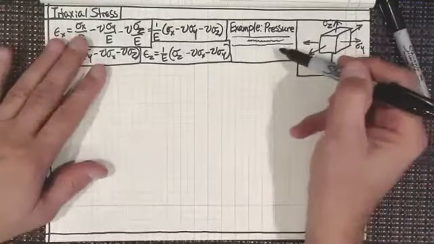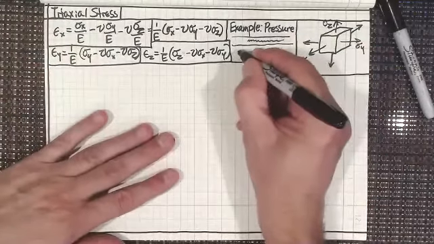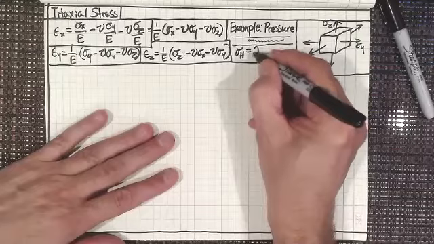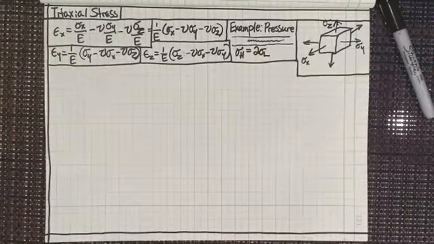So let's go back to this. So this is the example. The one thing that we want to remember is that my hoop stress is always going to be 2 times my longitudinal stress. And that's what I want to look at in this biaxial stress state.